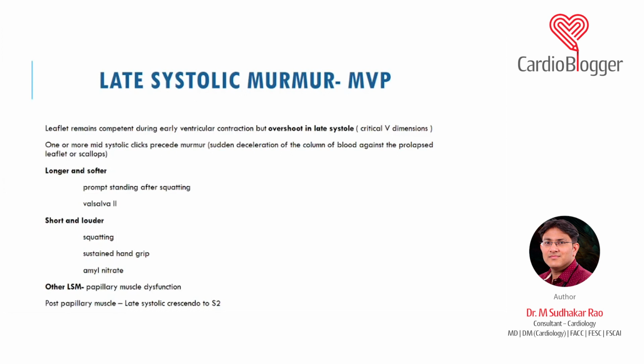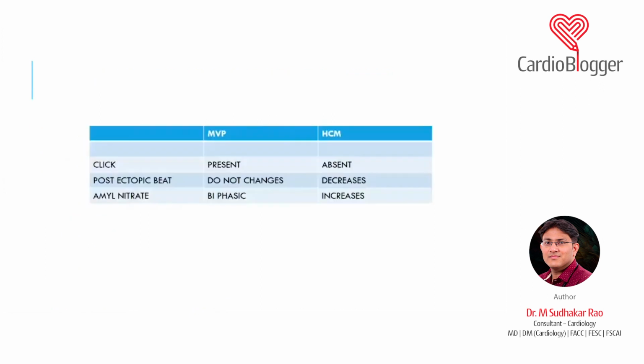There is one more cause of a late systolic murmur: tricuspid valve prolapse and papillary muscle dysfunction. So papillary muscle dysfunction can even cause a late systolic murmur like mitral valve prolapse and tricuspid valve prolapse. As I told you, most things of HCM and MVP go hand in hand. However, it is only post PVC, after a ventricular premature beat, that the HCM murmur usually increases, because of the sudden increase in LV filling, whereas a mitral valve prolapse murmur doesn't change much.